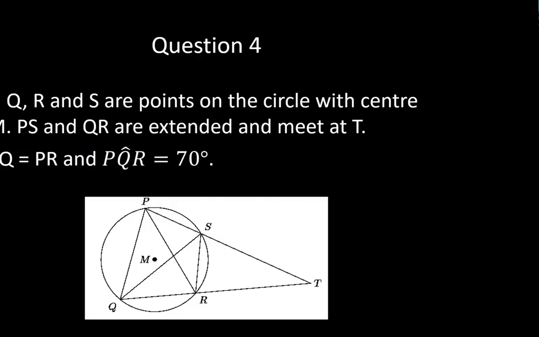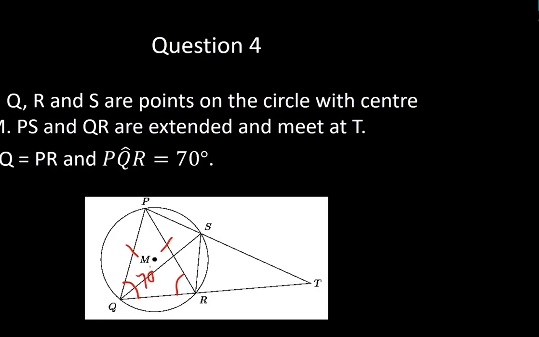All right, so there's no real theorems that we see as yet. We do see that PQRS is a cyclic quad because all 4 points are on the circumference. And then they tell you that PQ is equal to PR, so that means angle Q must be equal to angle R because angles opposite equal sides. Angle PQR is 70 degrees.